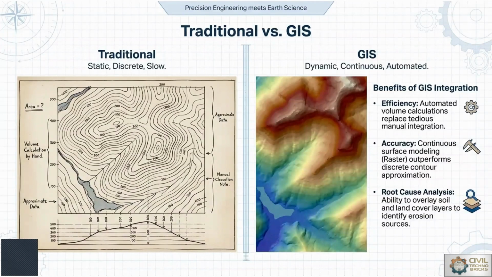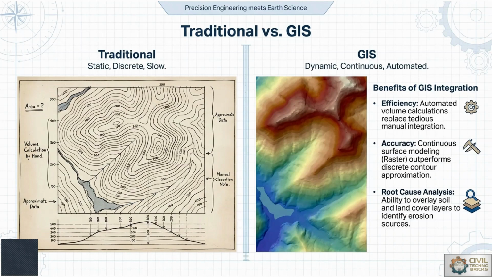At the end, by comparison, traditional versus geographical information system: the left side shows a hand-drawn topographic map where calculations are discrete and slow, based on the contours. In contrast, the GIS side displays a 3D digital surface that is dynamic and automated, allowing engineers to process complex terrain data in seconds rather than days.